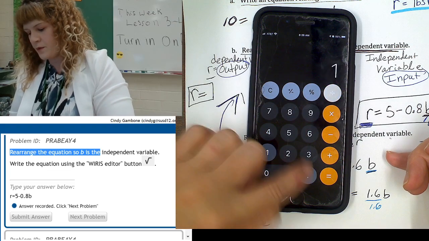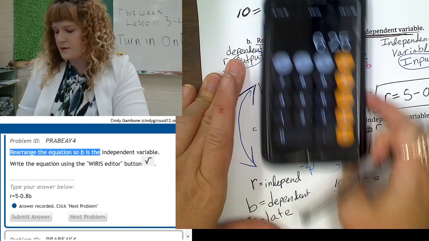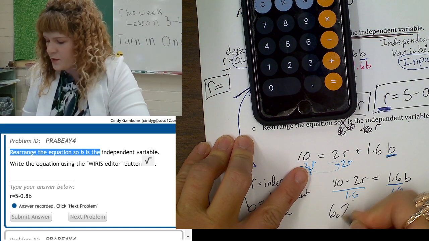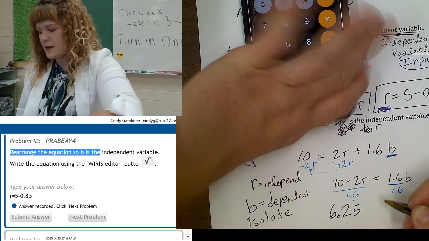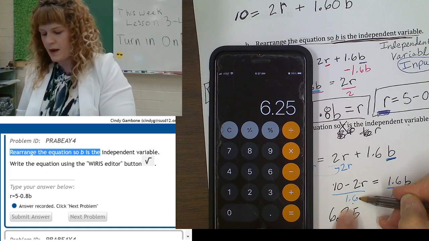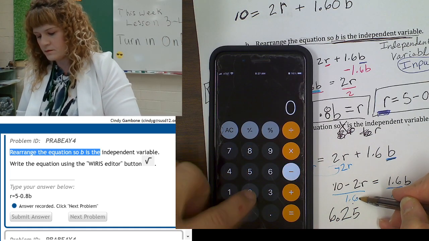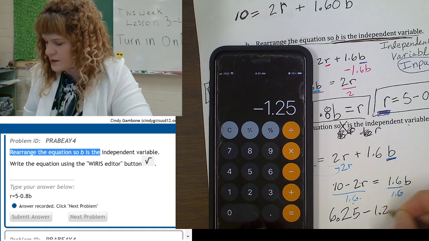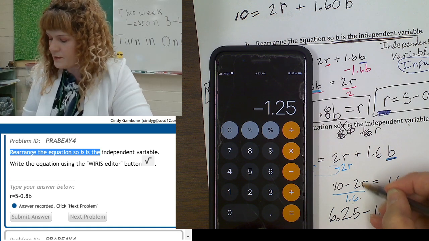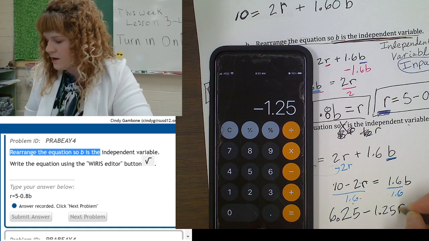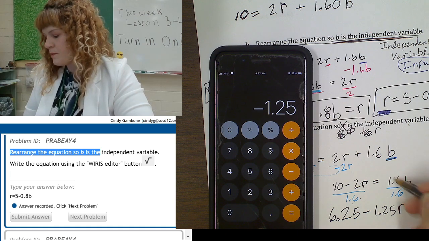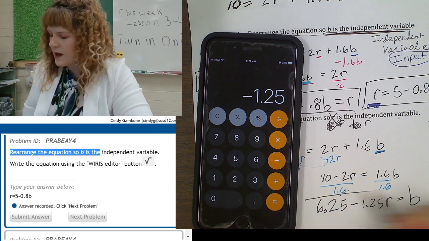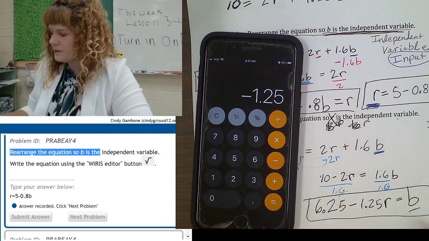10 divided by 1.6 equals 6.25. And then negative 2 divided by 1.6 equals negative 1.25. And don't forget there's an r. That was an r term, so you have to keep that r. And that equals b, because 1.6 divided by 1.6 cancels out. So here I have isolated the b.